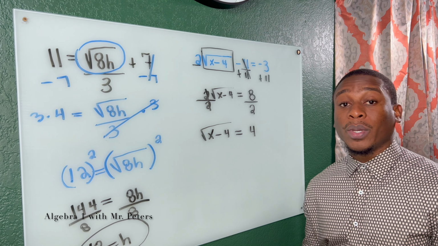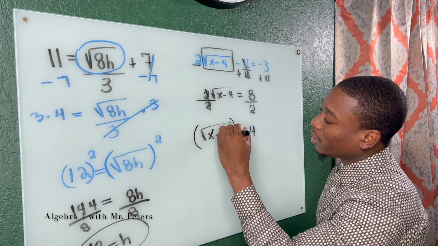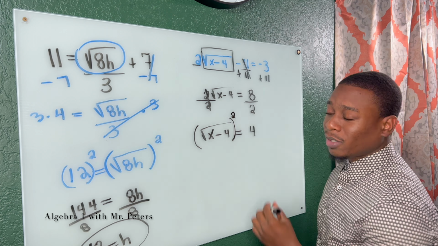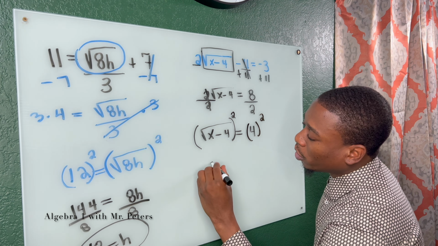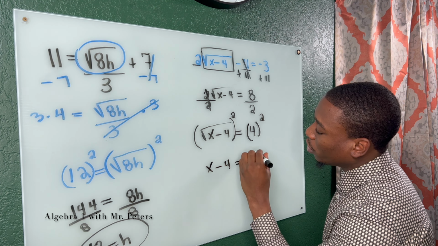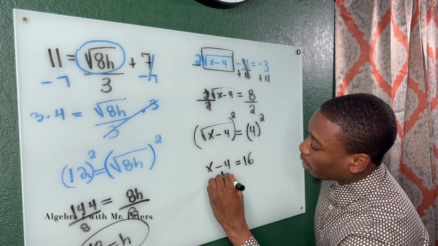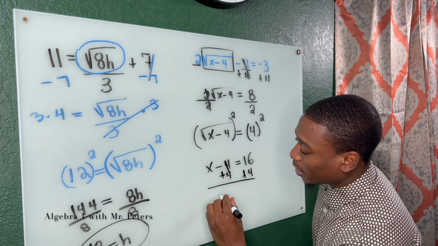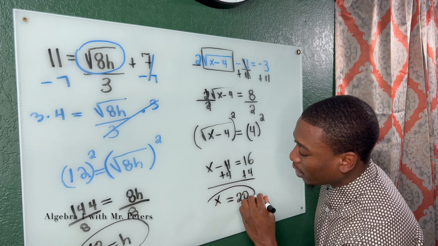Now we need to make sure that we get rid of the radical. So now we're going to take this to the second power because that is its root. So we take this to the second power, and what we do on one side, we do to the other. So we're going to have x minus 4 is now equal to 16. And as a result, we could get x by itself by adding 4 to both sides. So our final answer would be x is equal to 20.